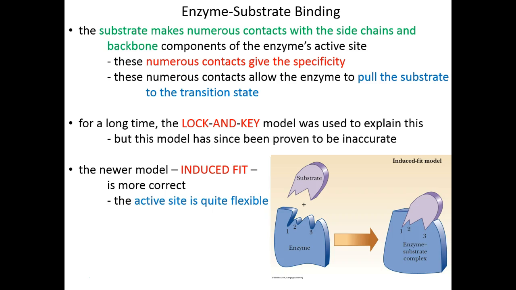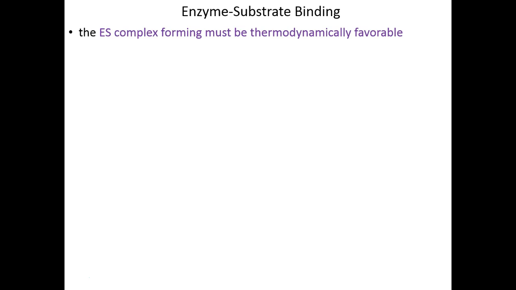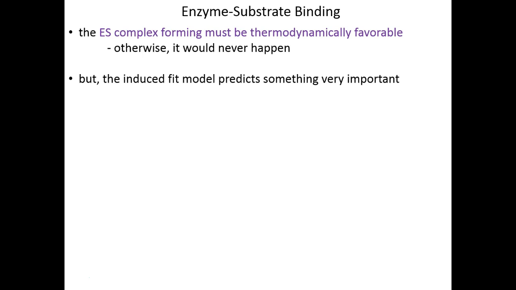The active site is flexible and it can kind of mold around the substrate. But additionally, substrate binding induces conformational changes, like that person fainting at Inauguration Day. And so the whole protein, the whole enzyme now, is kind of changing its shape to mold around and accommodate substrate binding. This is needed because enzyme-substrate complex forming, in other words, substrate binding to the enzyme, has to be thermodynamically favorable. It can't require too much energy, otherwise it would never happen.